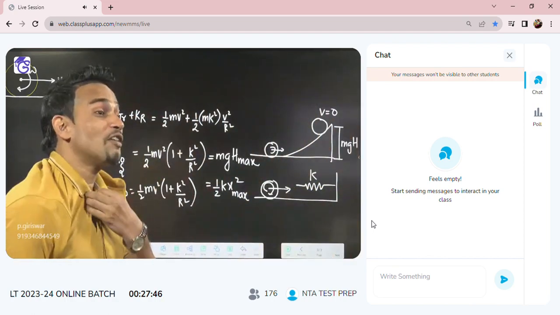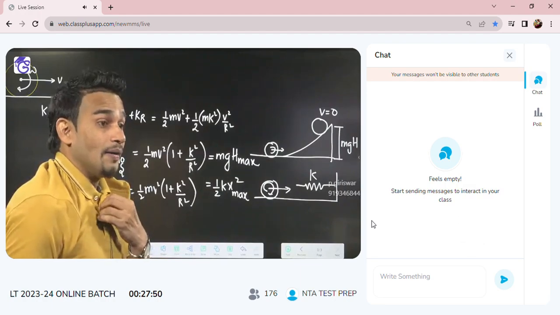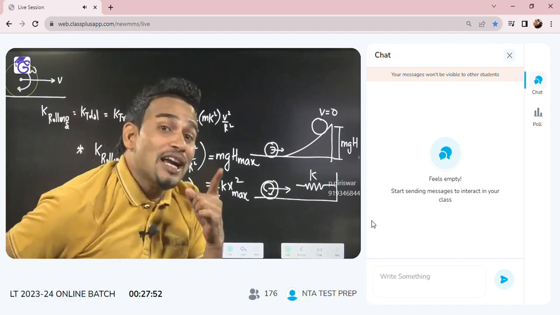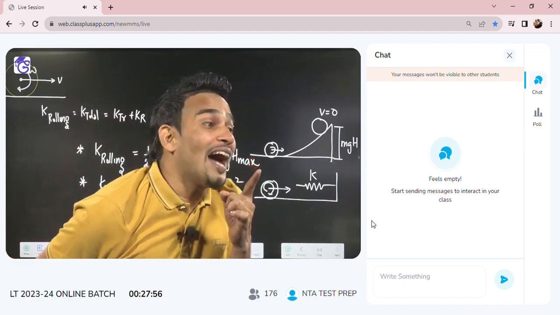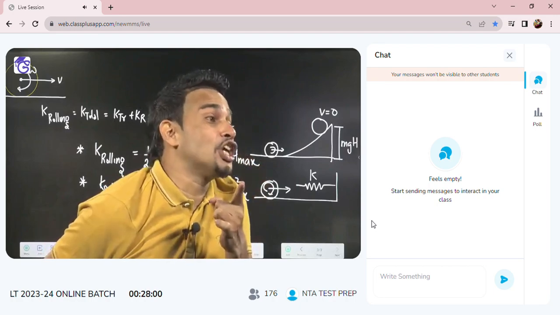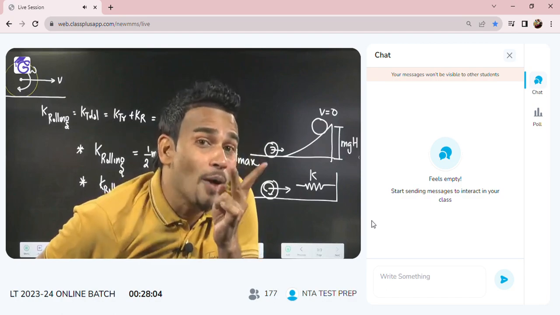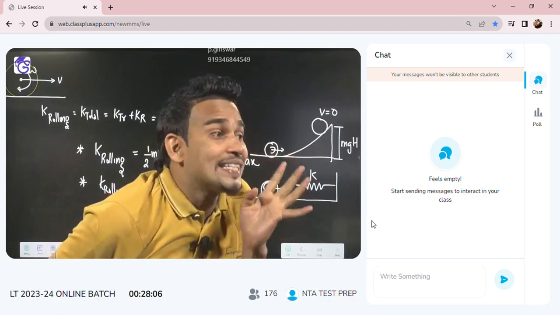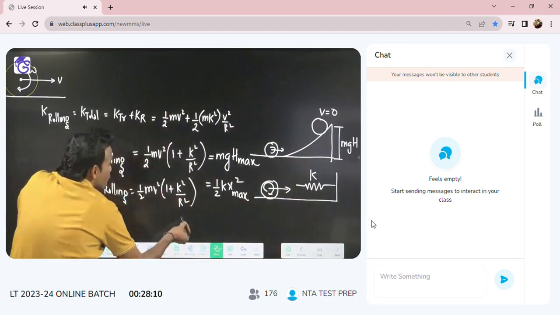How much work will be required? If you want to stop a rolling body now, you have to destroy its total kinetic energy. You have to stop its translational motion also, and its rotation. Stop means complete stop. So sometimes questions are asked, how much work is required?